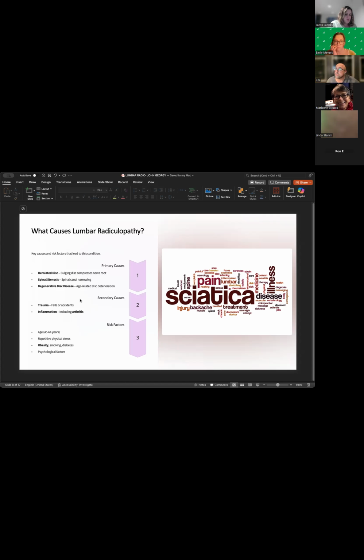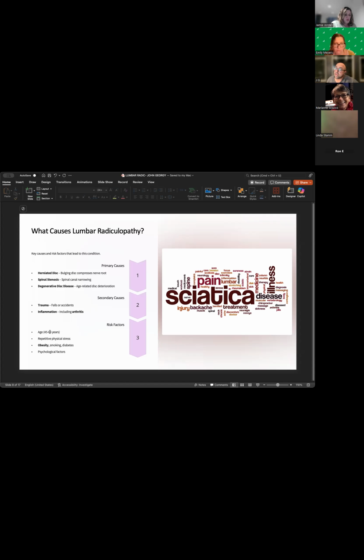Other causes: traumas, falls, simple falls, and that's why preventative measures should be taken no matter how old you are. Car accidents, you would see that, and then also things that are beyond your control that could be autoimmune, inflammation, including arthritis.